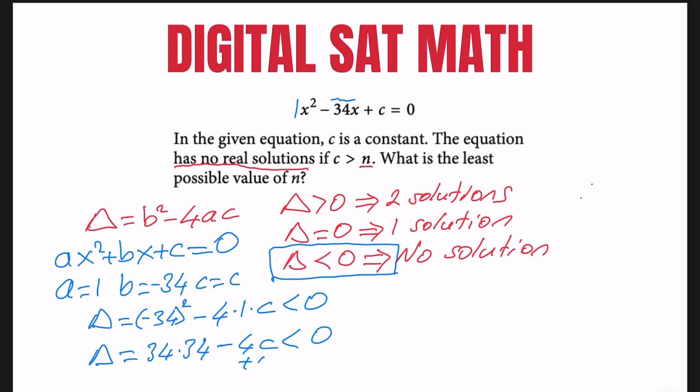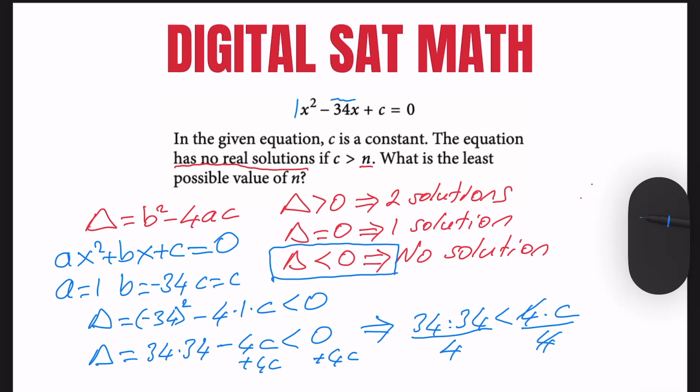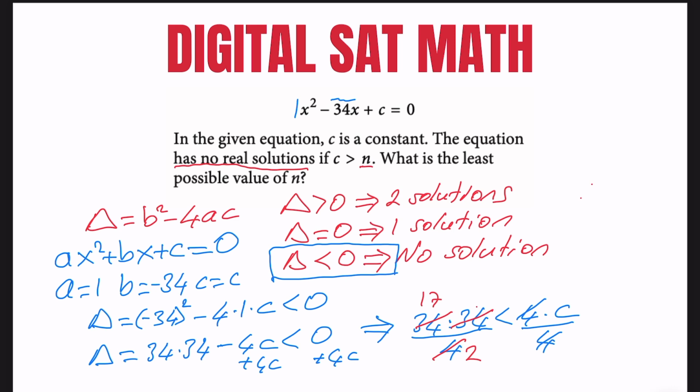So let's add 4c to both sides. On the left side, we have 34 times 34 is less than 4 times c. I can divide both sides by 4. I didn't multiply 34 by 34 because I knew I was going to simplify. So this 4 and 4 cancel each other out. 34 and 4 are even numbers. 34 divided by 2 is 17, and 4 divided by 2 is 2. Simplifying this 34 by this 2, I get 17. And 17 times 17 is easy to calculate. 17 squared is 289, which is less than c.